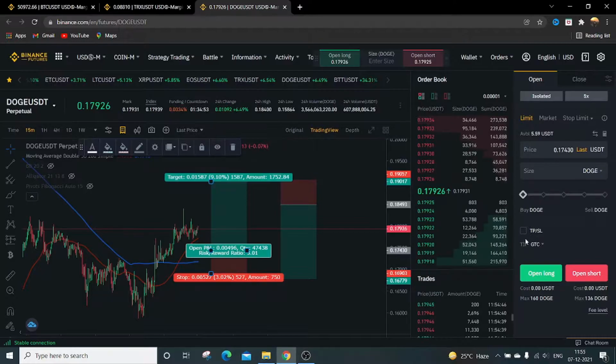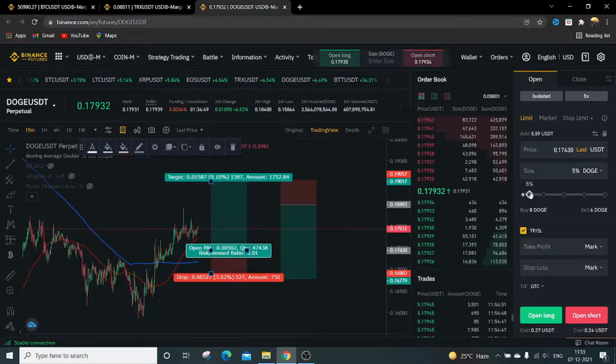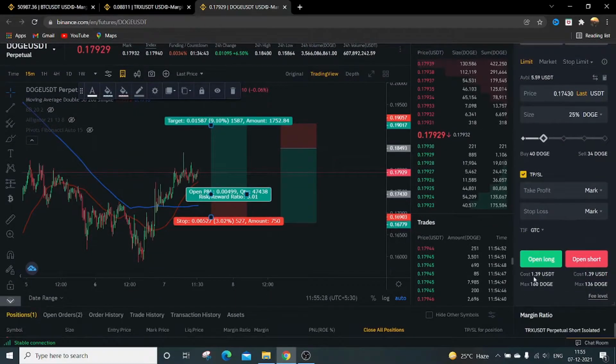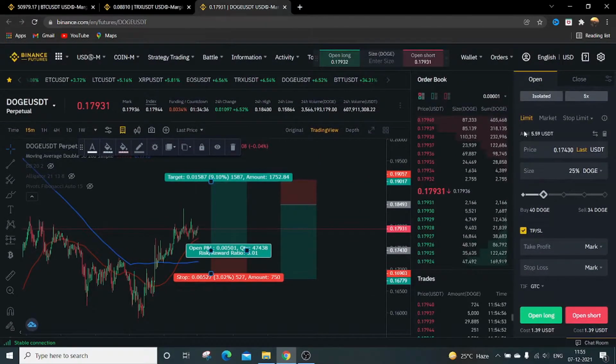Here is a check bar, just click on it. Before that, just confirm how many Doge you want to trade. I want to trade 40 Doge at the price of 1.39 USDT. Currently I have 5.59 USDT of balance in my wallet, so I can trade that much. So I will now place the stop loss and take profit orders.